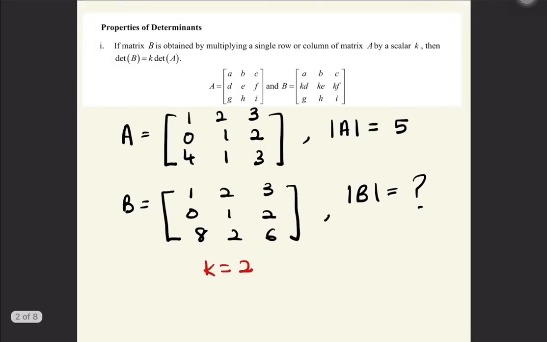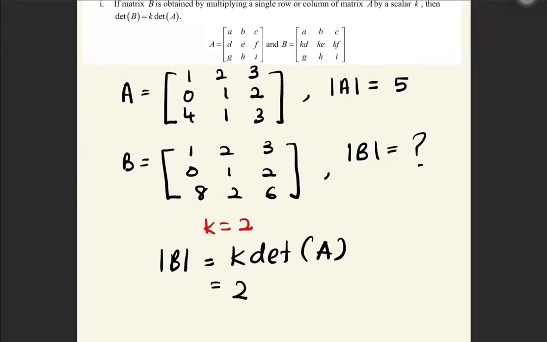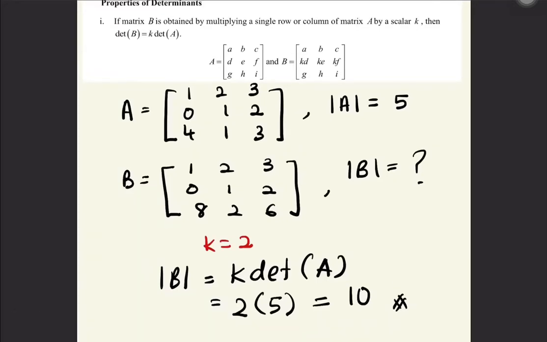So by using the property, you can simply get the determinant of B, which is K determinant of A. Since your K is equal to 2 and the determinant of A is equal to 5, therefore the determinant of B is equal to 10. In this case, the third row is multiplied by a scalar K to obtain the new elements for the third row of matrix B.